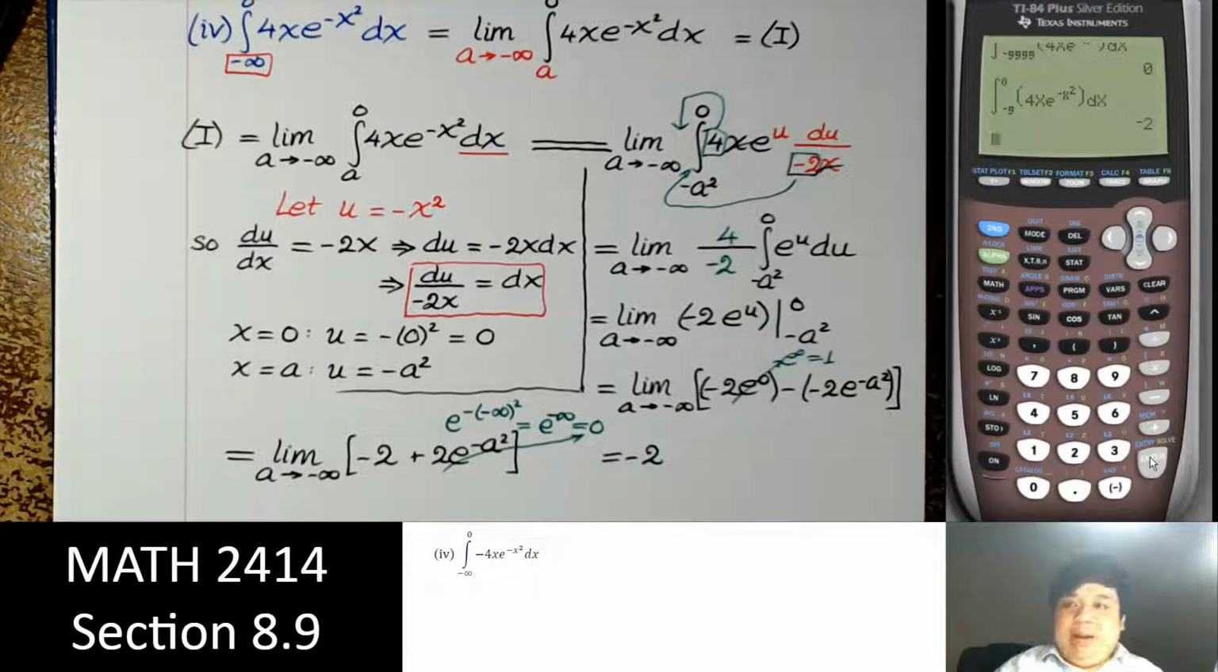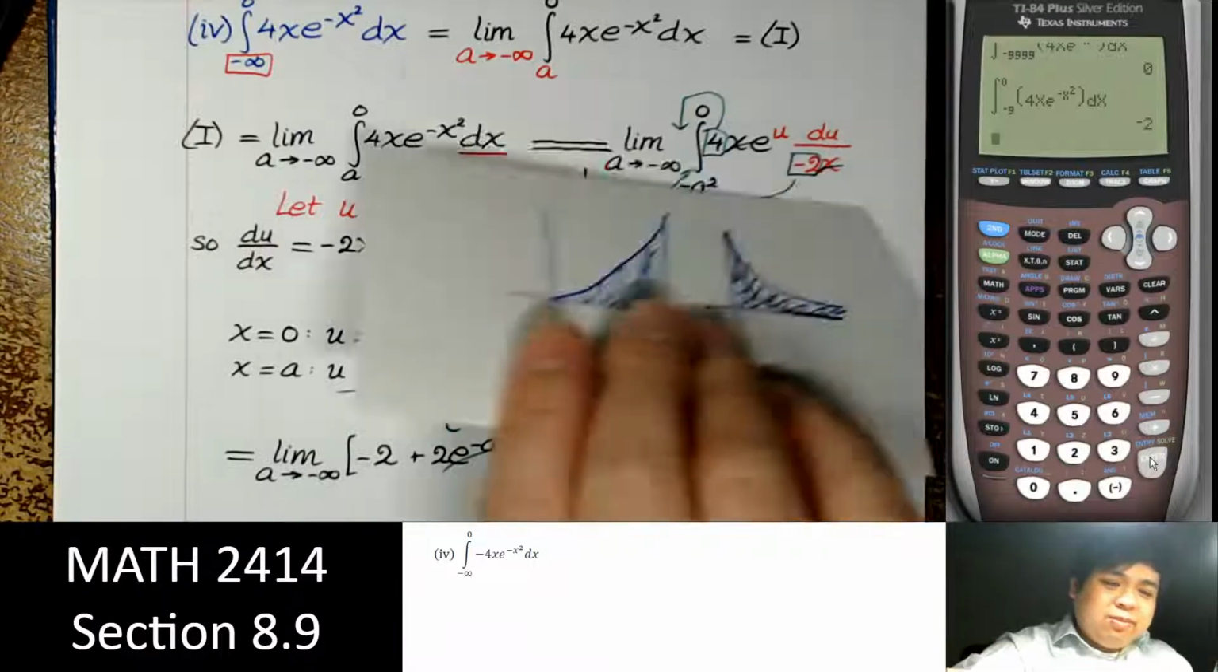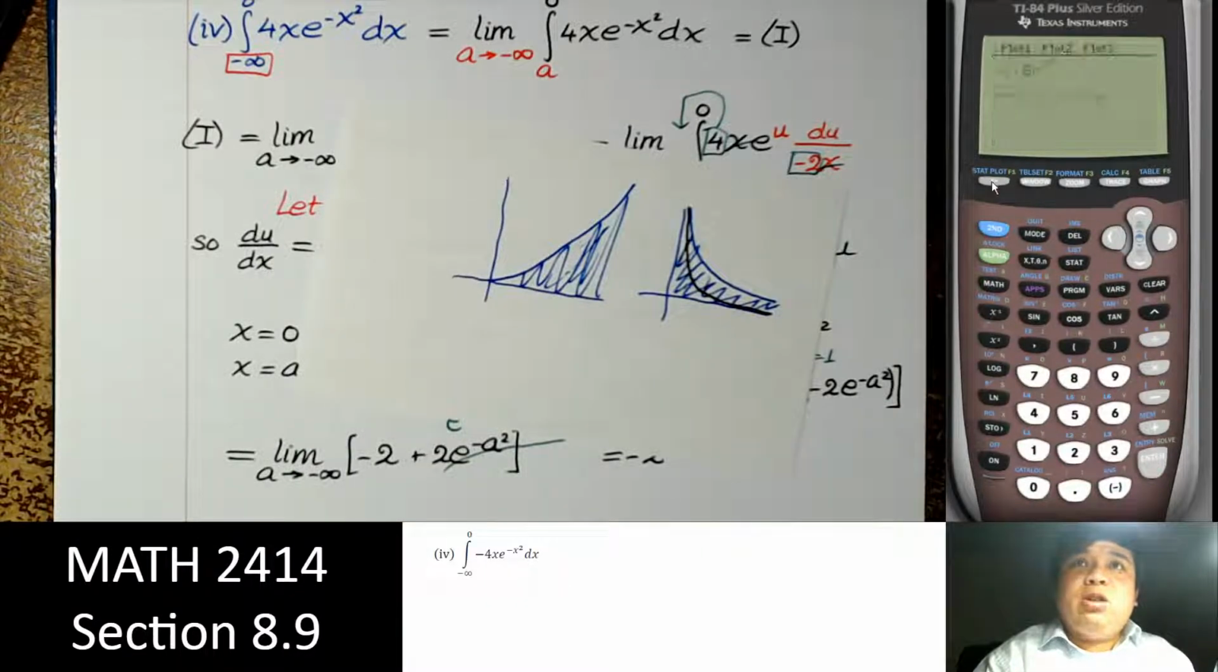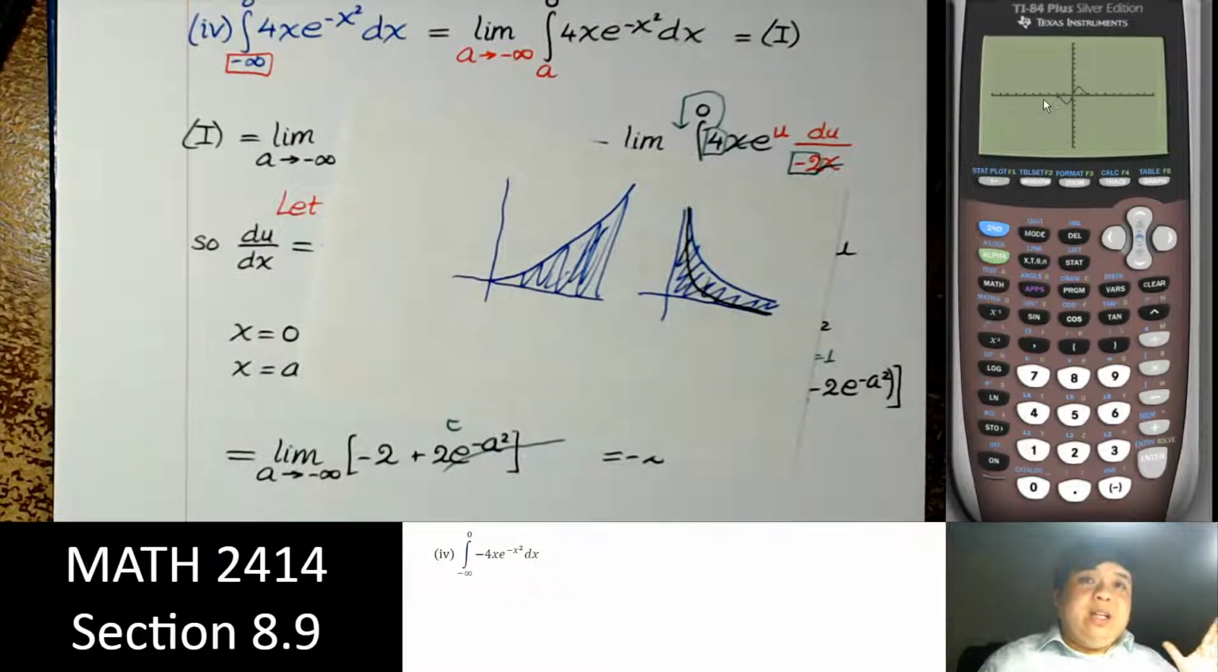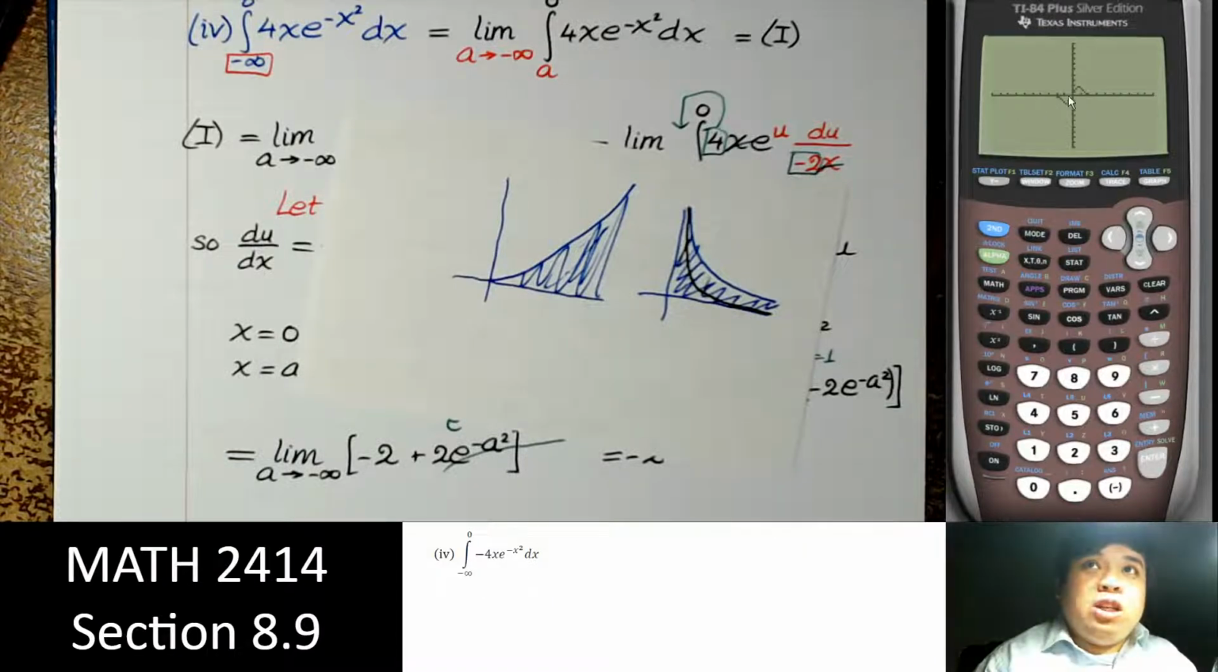Negative 2. Right. Why is that? Because if we graph the function 4x e to the negative x squared, it will go to 0 rather quickly, so we don't even have to go to negative 9999. That would be too much. We just need to go from 0 to 99 or something.